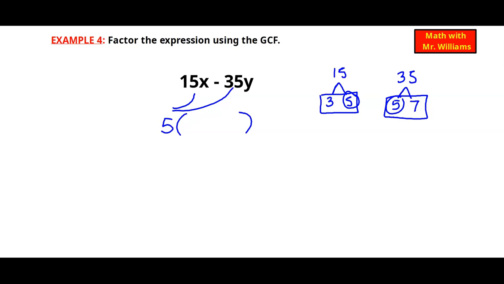So what times 5 gives me the 15? Well, that would be 3. And then what times 5 would give me the negative 35? Well, that would be the 7. So now my answer is 5 parentheses 3x minus 7y.